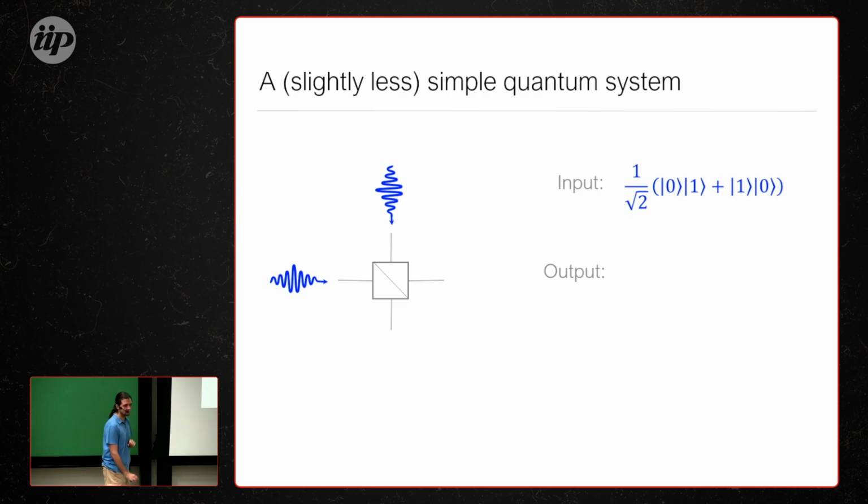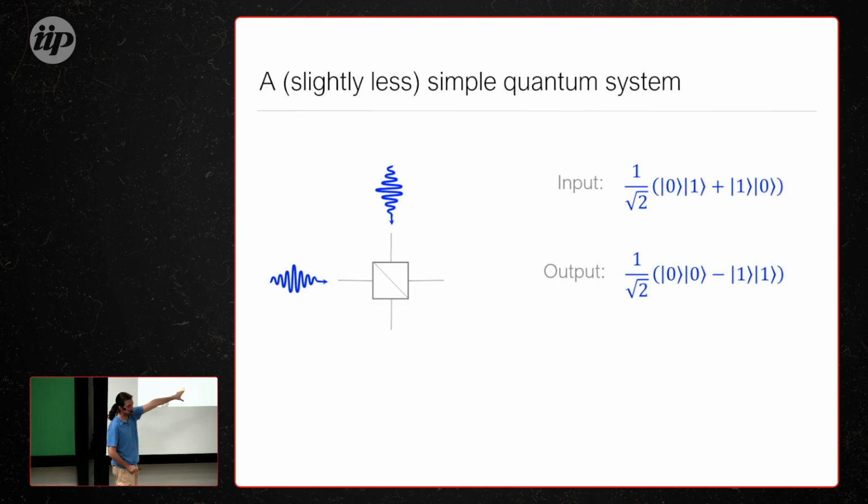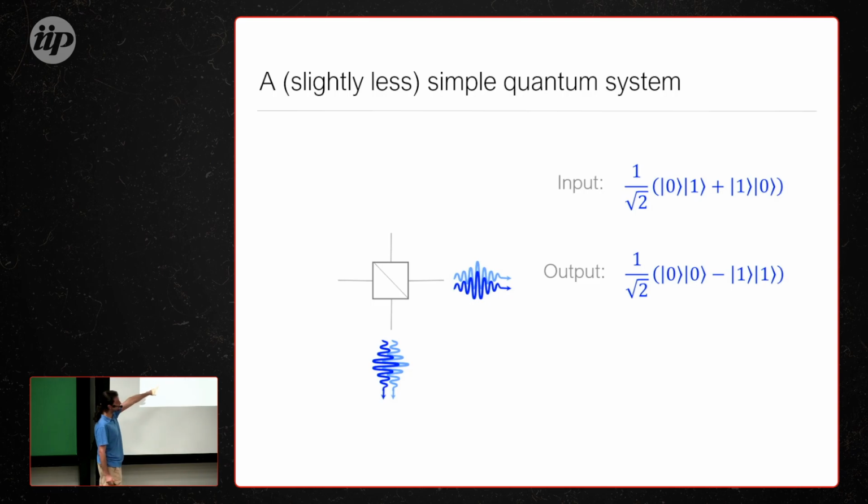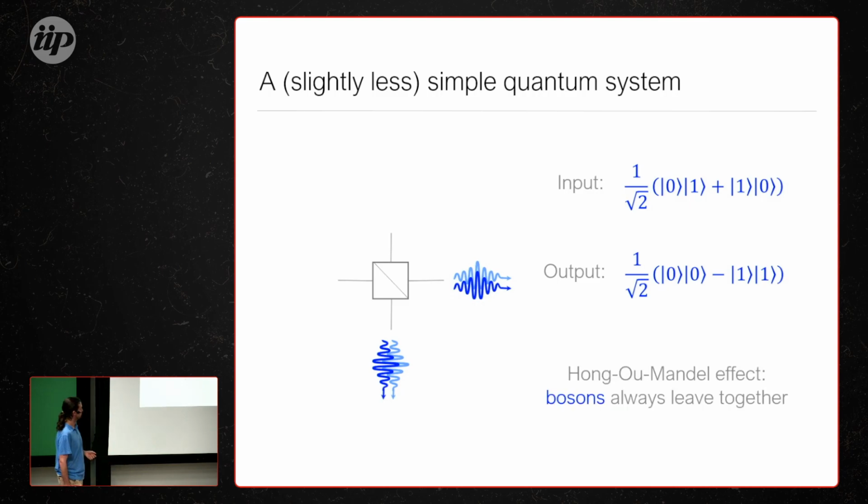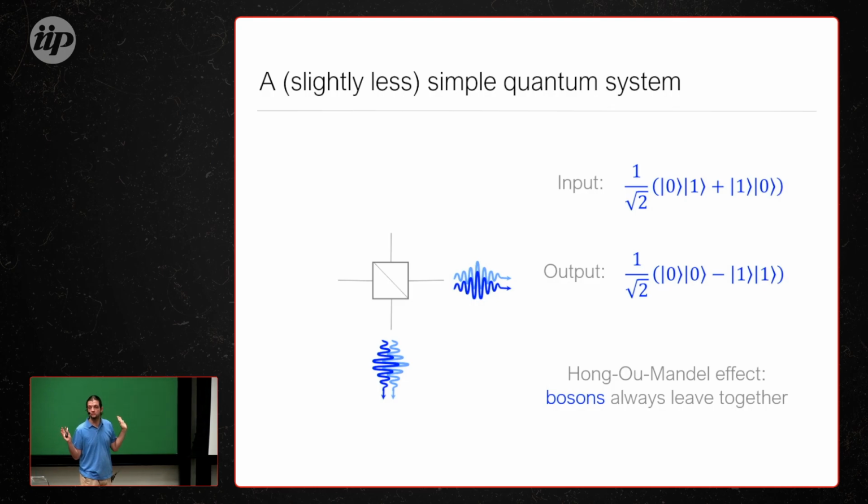So let's look at bosons first. Bosons are initialized in that state, that's symmetric, and just by virtue of the symmetry of that state, the output is going to look like this. What this is saying is that 50% of the time, both bosons come out together here, and 50% of the time, both bosons come out together there. This is known as the Hong-Ou-Mandel effect. Basically what it says is that in this experiment, the bosons always leave together.